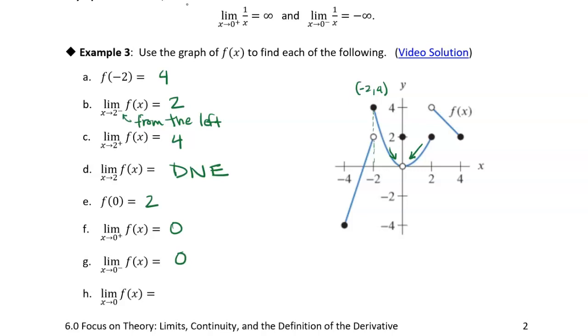So what is the limit as x approaches 0 of f of x? Notice if we approach from the right, we get 0. If we approach from the left, we get 0. So the limit as x approaches 0 is 0. Even though the value of the function, if I actually try to go to 0, suddenly jumps to 2. The limit as x approaches 0 from either the left or the right gives me the same value, so I can say that the limit as x approaches 0 is 0.